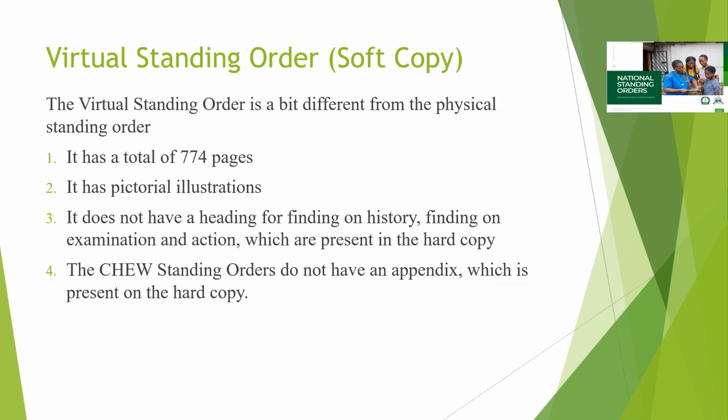So the virtual standing order, which is the soft copy, is a bit different from the physical standing order. One, it has a total of 774 pages. Two, it has pictorial illustrations. Three, it does not have headings for findings on history, findings on examination, and action, which are present in the hard copy. The virtual standing order does not have the appendix, which is present in the hard copy. So these are the features of the virtual standing order, which is in PDF format.